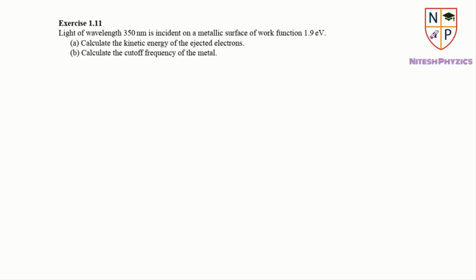Exercise 1.11. The problem reads like that: light of wavelength 350 nanometer is incident on a metallic surface of work function 1.9 electron volt. Calculate the kinetic energy of the ejected electron and calculate the cutoff frequency of the metal. Right? These two things are asked. The given wavelength of light lambda is 350 nanometer, and work function phi is around 1.9 electron volt.